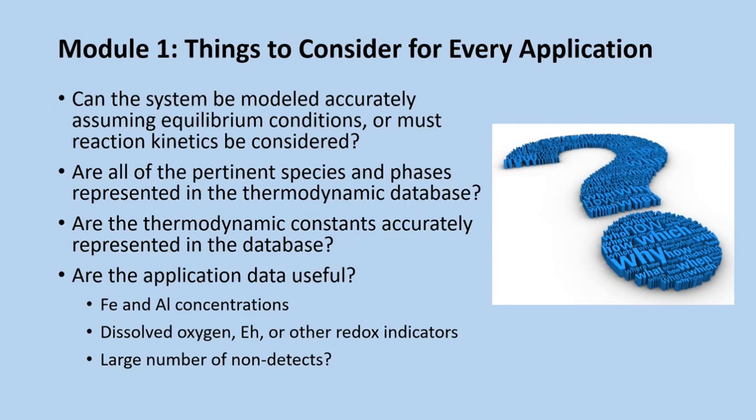For the actual problem, how good are your actual data? Are all the species represented? Are the measurements accurate? Aluminum and iron data are notoriously problematic, for example, and tend to reflect overestimates as a result of suspended material and so forth. Do you understand the oxidation reduction conditions in the system? This is a special problem as well.